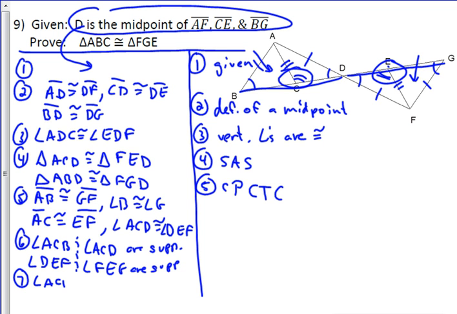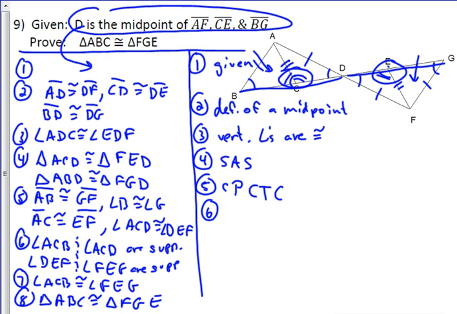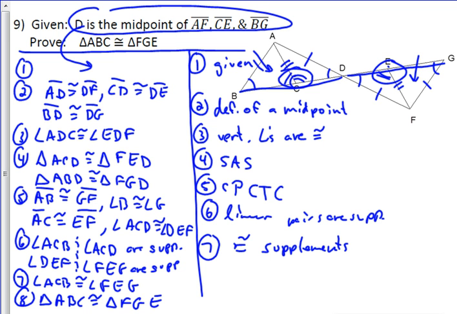So now we can claim ACB congruent to FEG. And that now gives you enough to prove that the two triangles are congruent. Triangle ABC congruent to triangle FGE. And that is by, so 6 was linear pairs are supplementary. 7 is the congruent supplements theorem. And then 8, because I have the two angles and then I got the two sides, it doesn't matter which one I use. I'm going to have angle, angle, side.